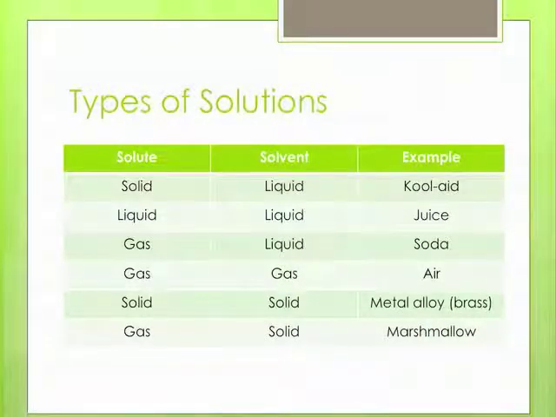Another type of solution is solid dissolved in solid. An example of this is metal alloys like brass. An alloy is just when you mix two different types of metals to make a new metal that has slightly different properties. The final type of solution is a gas dissolved into a solid. An example of that is a marshmallow. The body of the marshmallow is a solid, but there are air pockets in it. That's why if you squeeze a marshmallow, it can get flat, because you can squeeze out all the solute. When you let it go, it brings back in that gas.